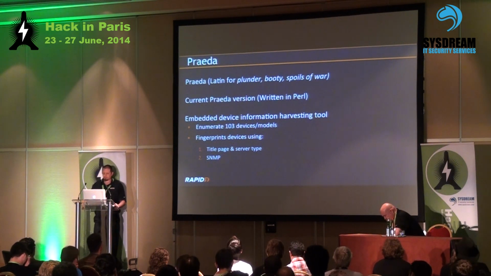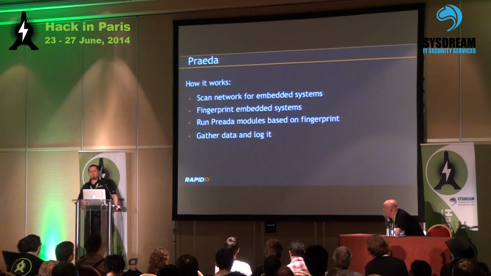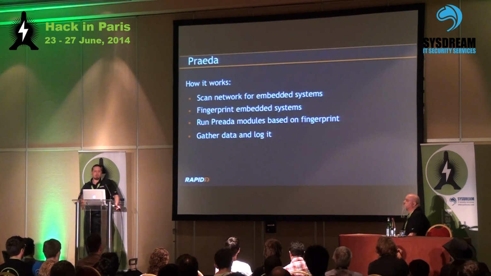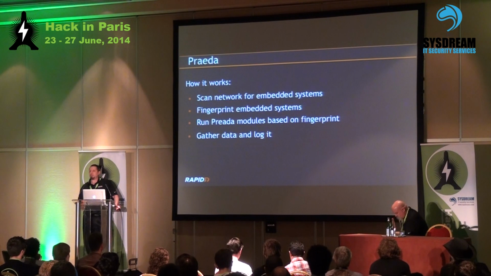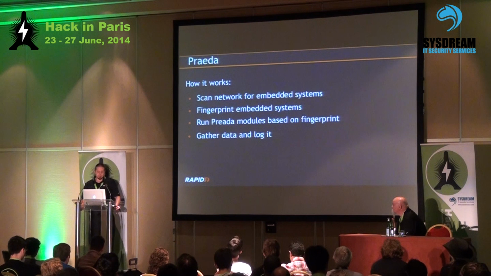So how does Praeda work? Well, first you run your default Nmap scan, so you figure out what's in the environment. You take that information and feed it into Praeda. Praeda also supports CIDR notation, lists of IP addresses and a port, and such. So what Praeda does is it goes out and scans the network. It starts fingerprinting these devices based on the information: SNMP, server type, header fields, that type of stuff.